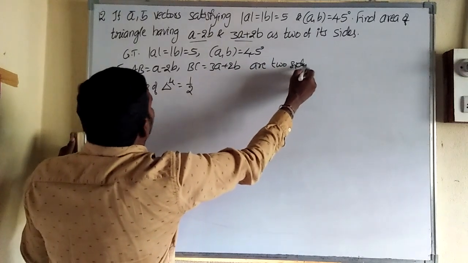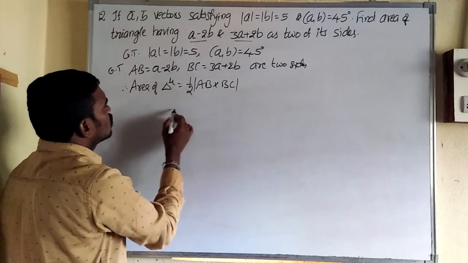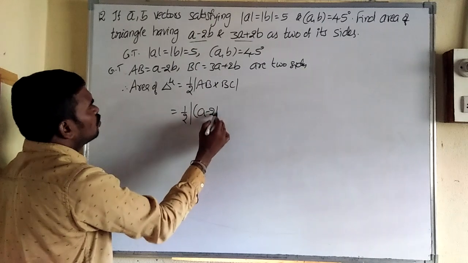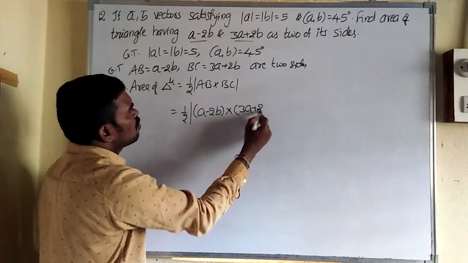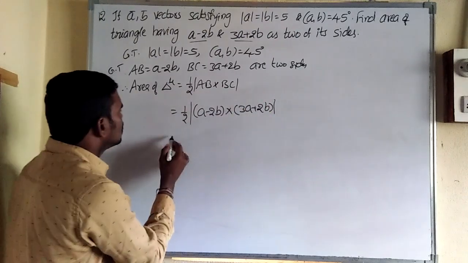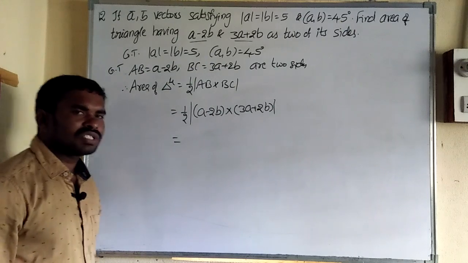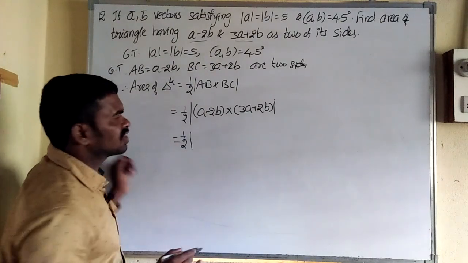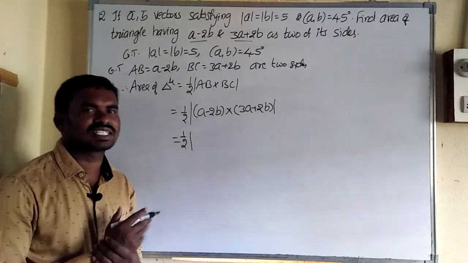So then what is the area of triangle formula? Half into modulus AB cross BC. So here half into modulus AB means what? A minus 2B cross BC means what? 3A plus 2B. Okay, these are some interesting problems but easy problems. We just need simple applications. Okay, now, in the first part introduction I told you how to do the cross product of two given vectors.